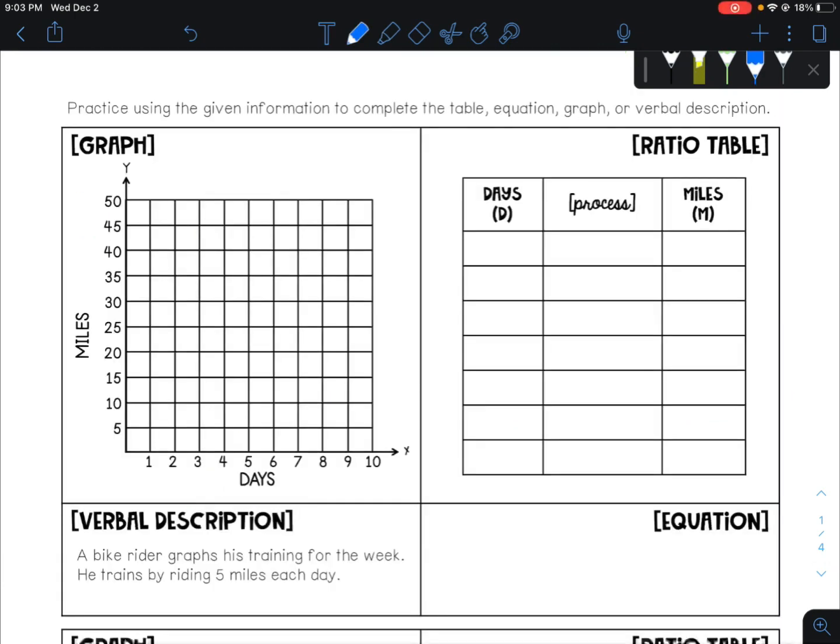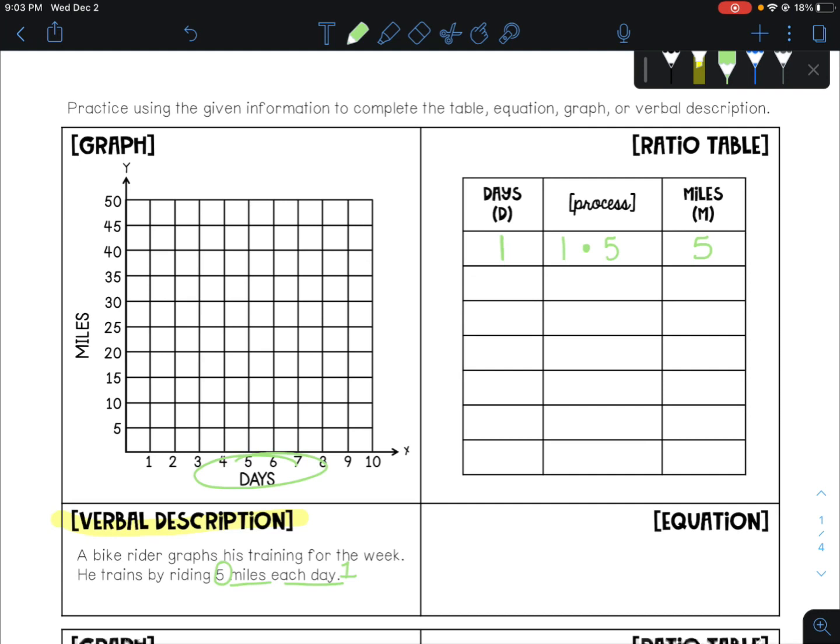For our next example, we're going to try to fill out this graph and the table and the equation from our verbal description. So I'm going to start with filling in my table. Bike rider graphs his training for the week. He trains by riding 5 miles each day. And we had discussed in the last video, each day means 1 day. So 1 day goes with 5 miles. Okay? Our process here should be quick because it's going to be 1 times 5 equals 5.